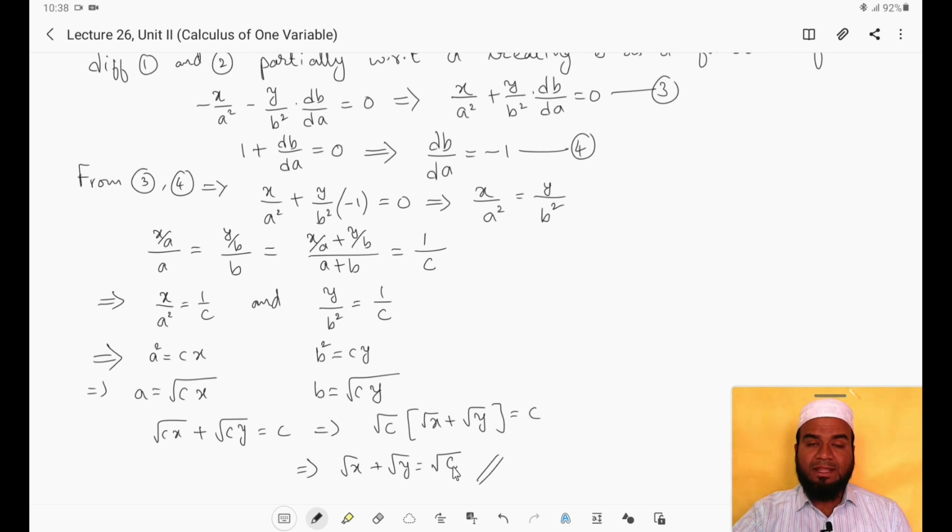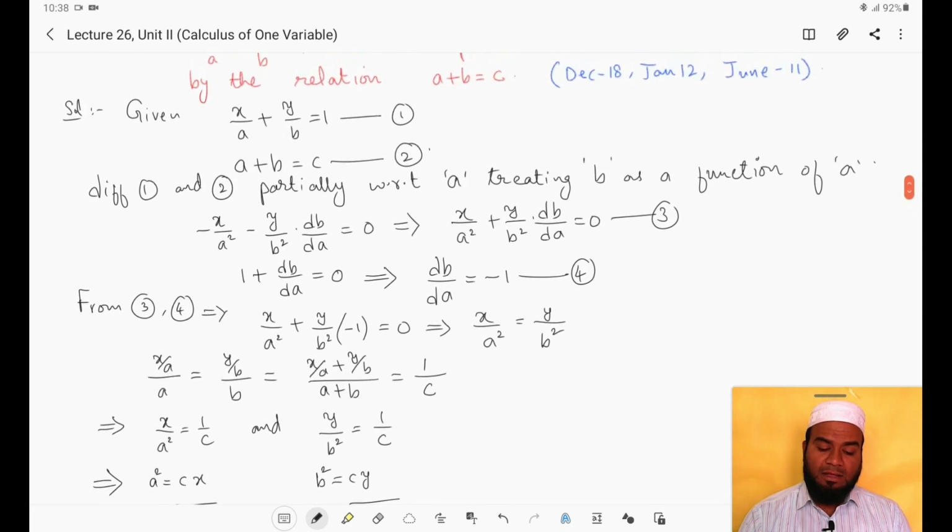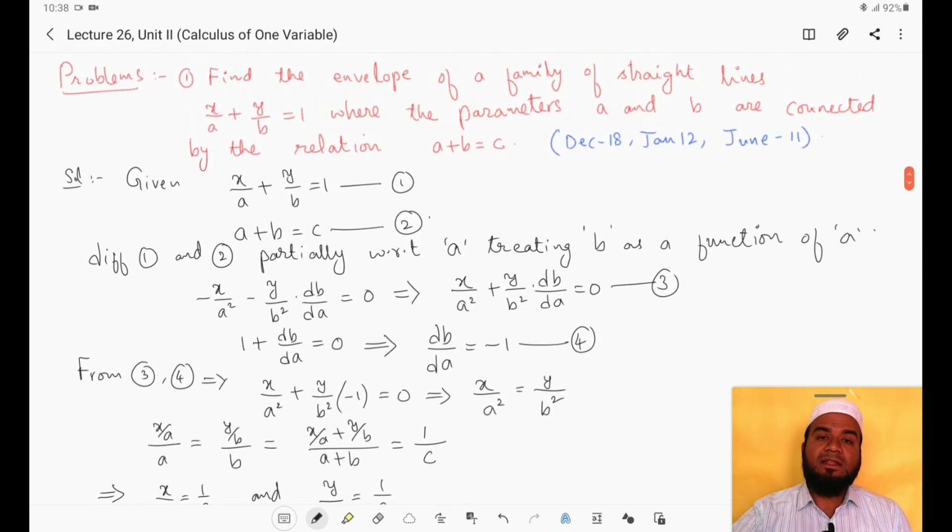So this is how we find the envelope for a given family of curves with two parameters. We will see one more problem related to this. Here the relation between the two parameters was in addition, that is a plus b equals some constant. Now instead of this, if ab equals some other constant is given, then how do we solve that kind of problem? That we will see now, the second problem.